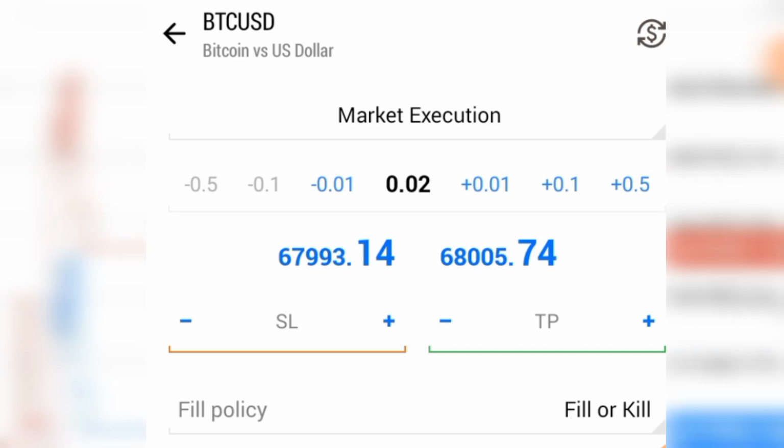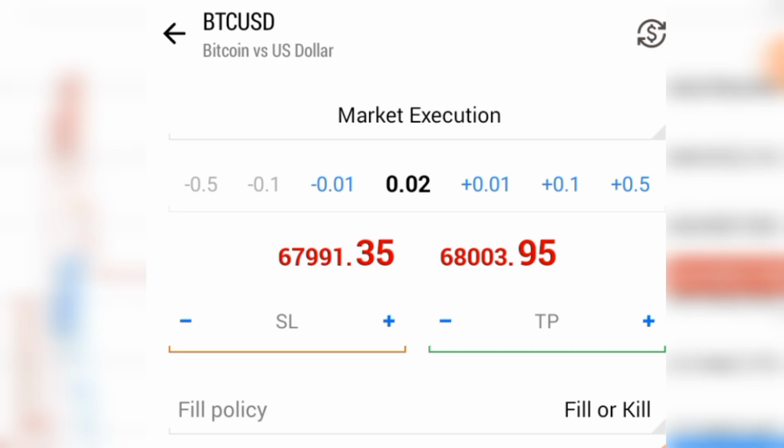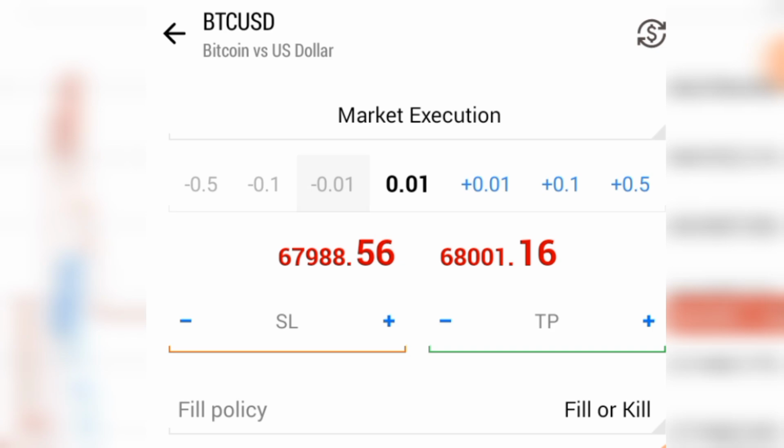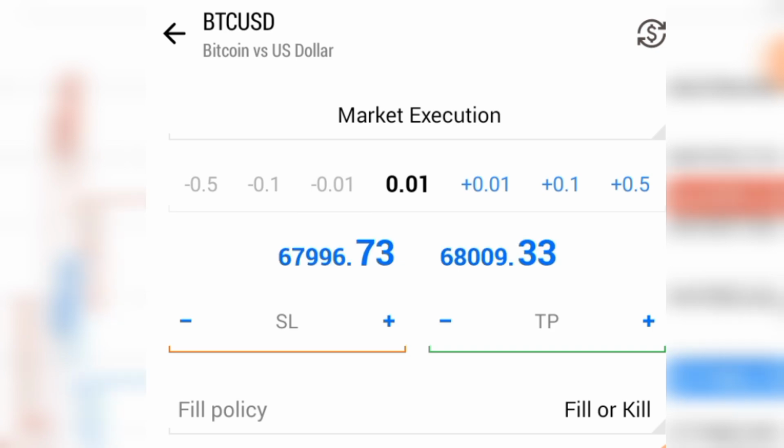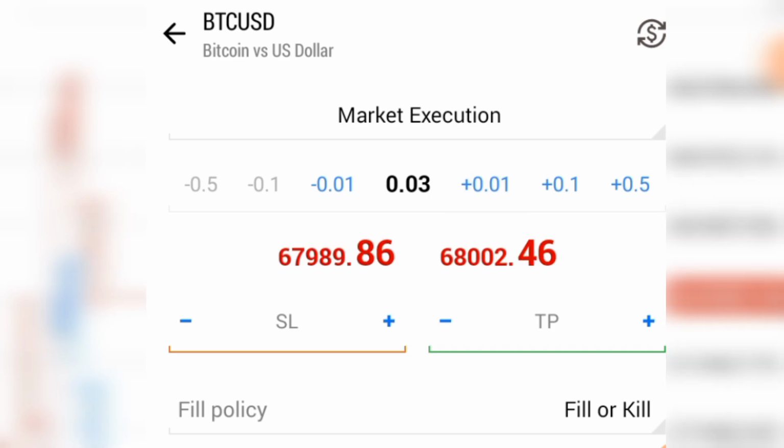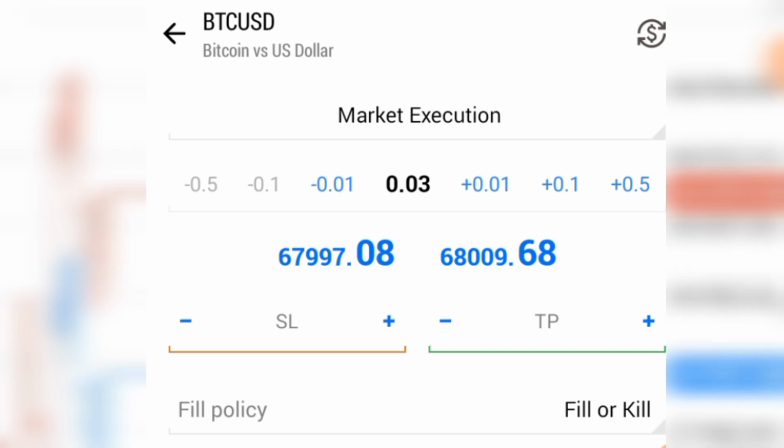Choose the lot size that matches your account. Never go big. Remember, whenever the lot size increases, the risk also increases. When you are using a 0.01 lot size, that is a low risk. When you're using 0.02, 0.05, it is a medium risk. So it always differs from those who are using 0.1 or a 1 lot. Okay. So now always pay attention to it.